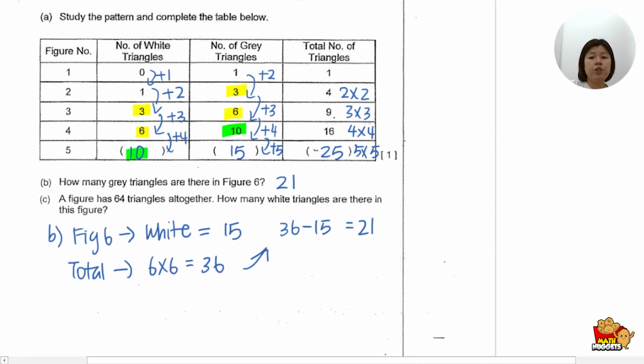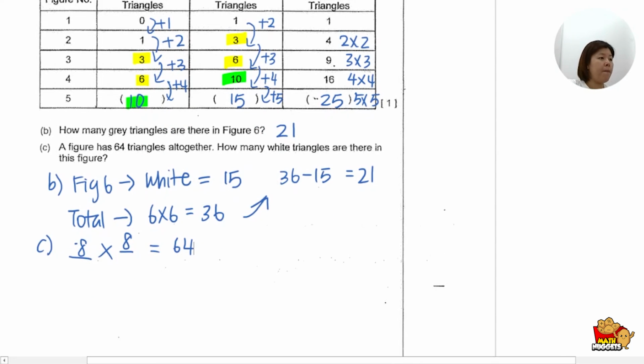Okay, next question. Next part is part C. Okay, part C is you have 64 triangles all together. So it's actually what times what equals to 64, is 8. So means it's actually figure number 8. Okay, let's move down further. So since I already know my figure 6, shall we move on to find 7?